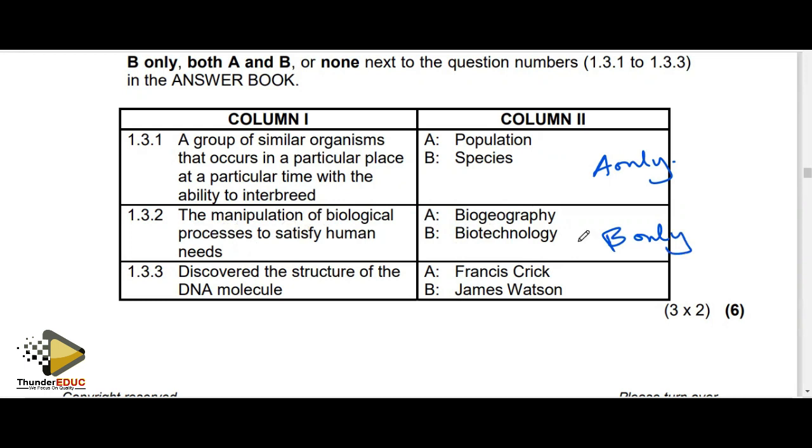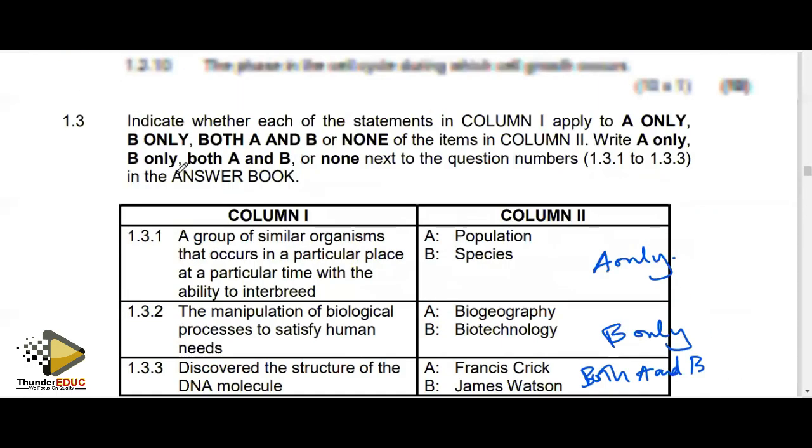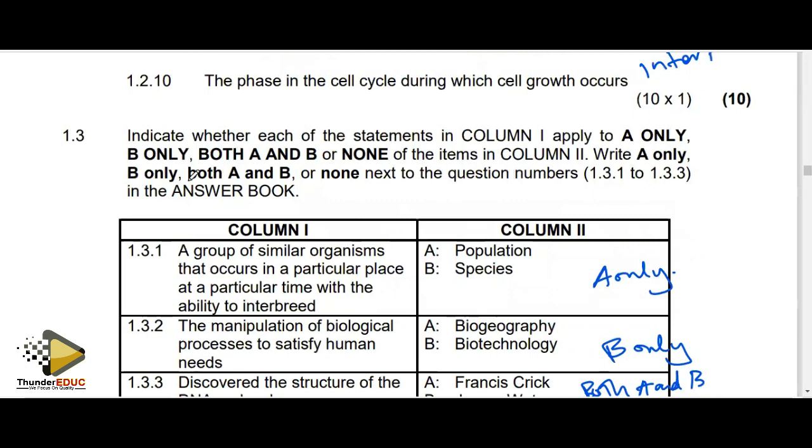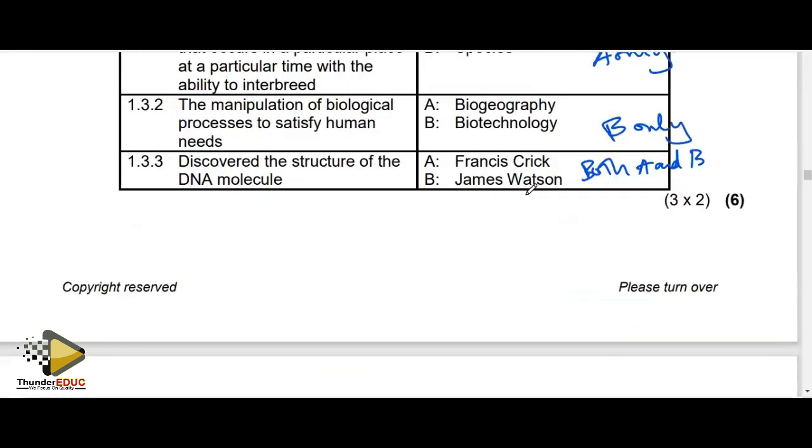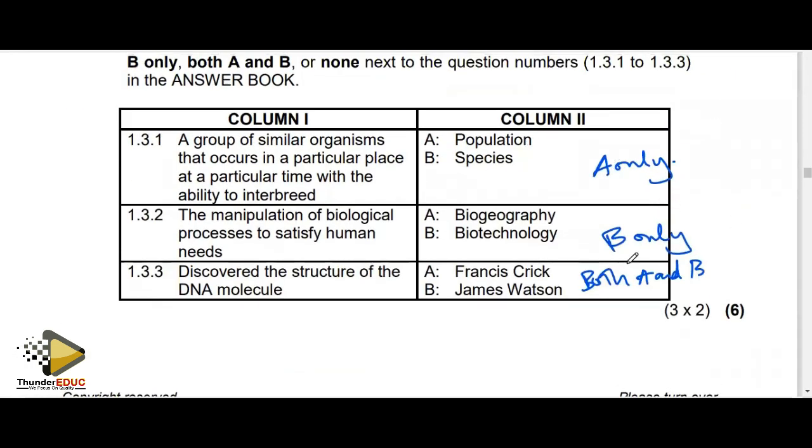Who discovered the structure of the DNA molecule? James Watson and Francis Crick. Then it means both A and B. Please always follow instructions, because the instructions say A only, B only, both A and B, or none. Some people only write A, they write B, they write both.